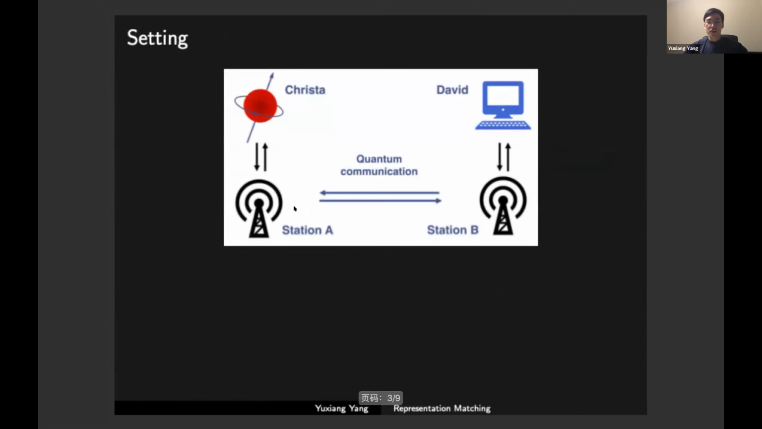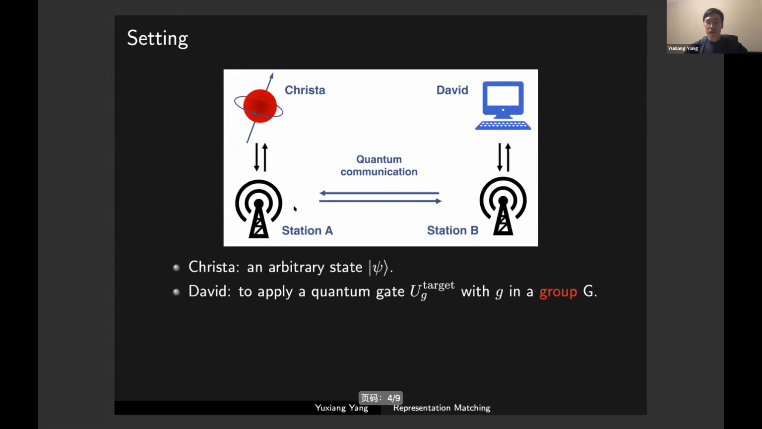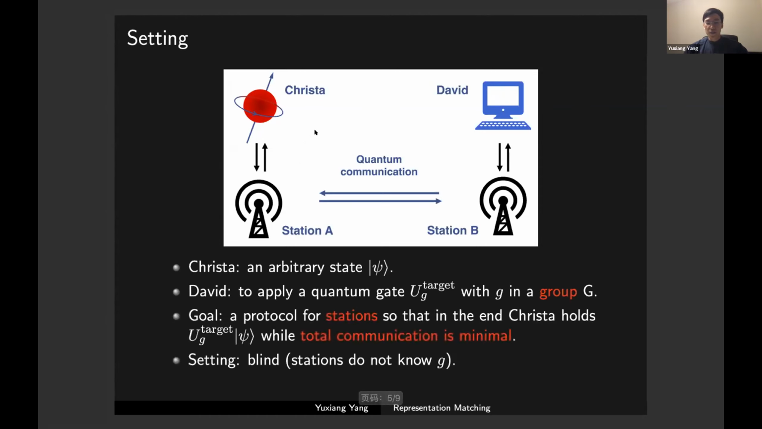The concrete setting that we consider is as follows. Imagine that there are two users far away from each other. Krista holds an arbitrary state psi, and David wants to apply a quantum gate on Krista's state. The task is for their local stations, station A and B, which provide the communication for David and Krista, to fulfill this task, in the sense that at the end, Krista should hold the output with the gate U_G target applied to her local state.